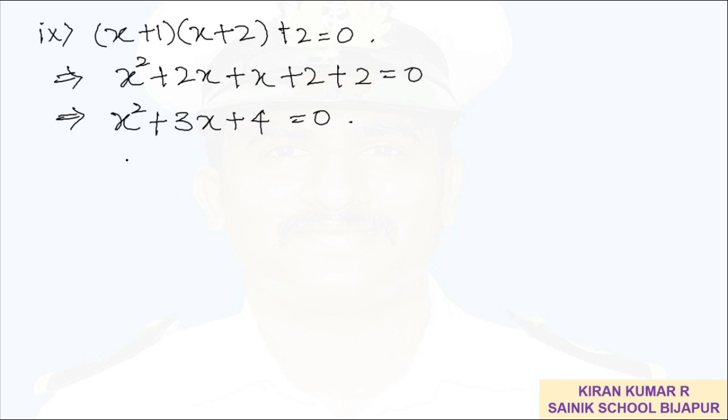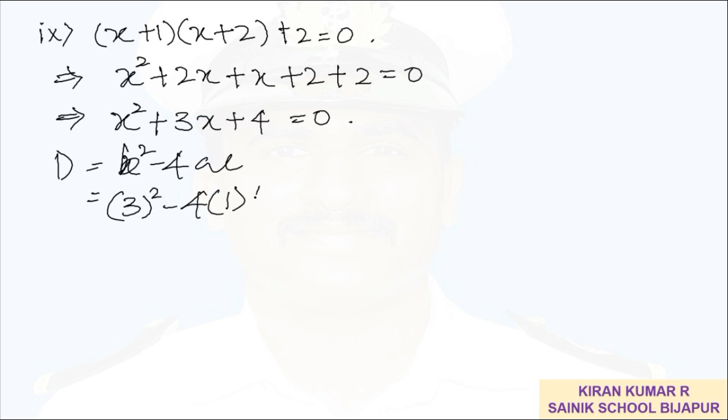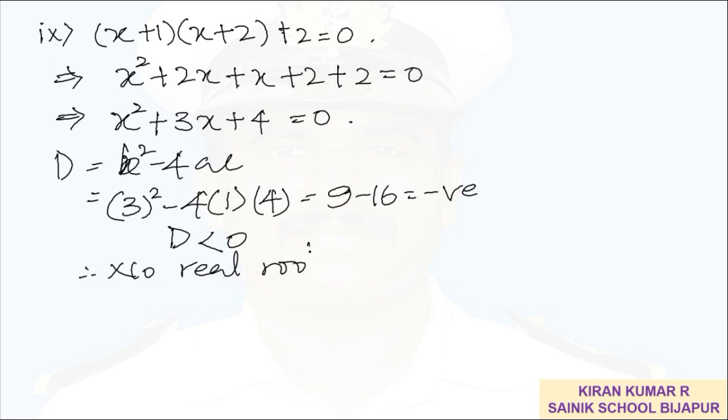So here the value of b squared minus 4ac, let's find it out. We get it as 3 squared minus 4 times 1 into 4. So 9 minus 16 is a negative number. So d value is less than 0. Therefore, no real roots for this equation.